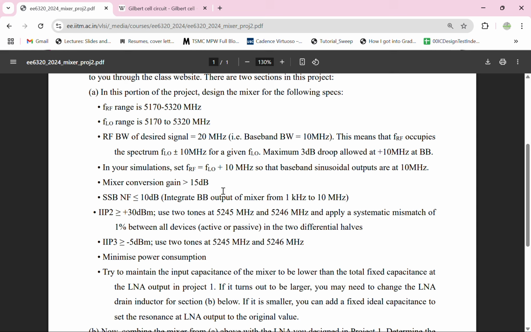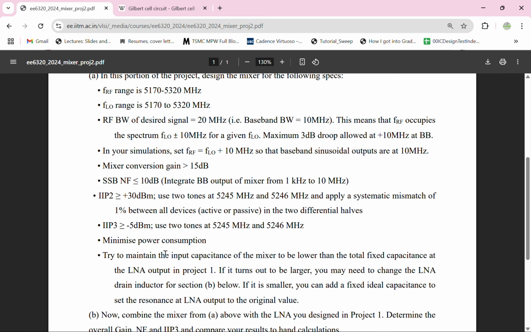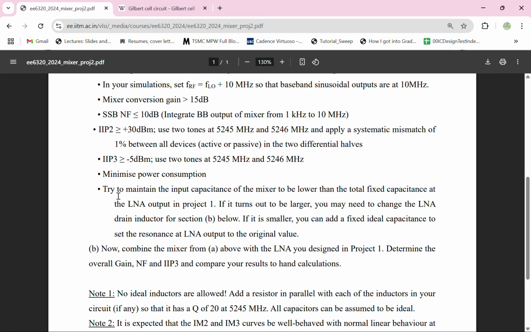That is the integrated output noise of the mixer. And the IIP2, which is a measure of mismatch, needs to be greater than 30 dBm, after applying systemic mismatch of 1% between all the devices. And the IIP3 needs to be greater than minus 5 dBm. And we need to also ensure that the input capacitance of the mixer is less than that of the LNA. If it is larger, we need to go back and tweak the parameters of the LNA at the drain end.